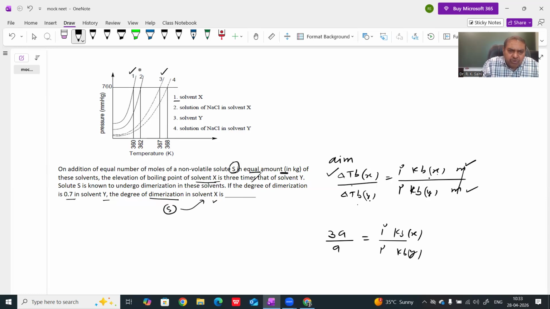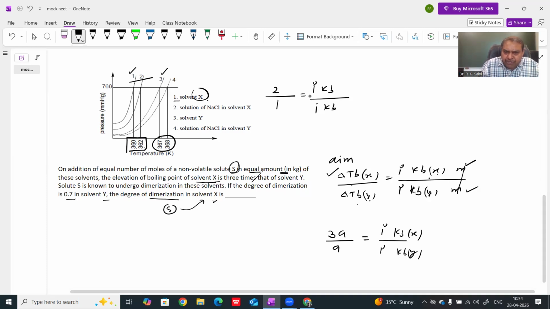In this graph, in solvent X, the elevation in boiling point is 2. And the elevation in boiling point in Y is 1. Because the boiling point of the solution is 362 and the boiling point of solvent X is 630. Therefore, the elevation in boiling point is 2. Then ΔTb equals i Kb into m, where m is also equal. m is also the same, and i is also equal because in both cases NaCl is dimerized. Therefore, the ratio of Kb for solvent X and Y is 2:1.